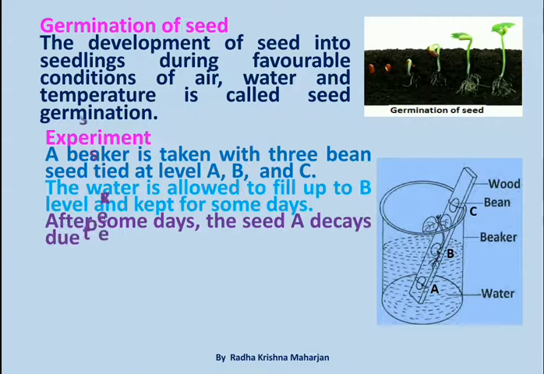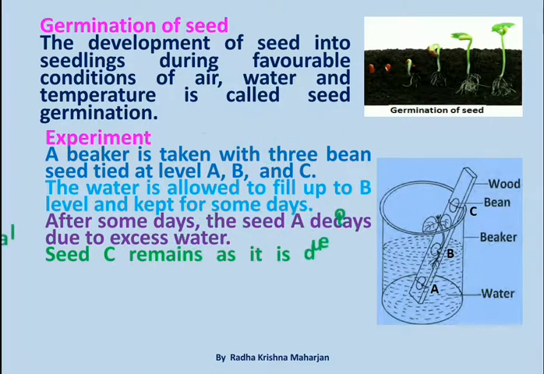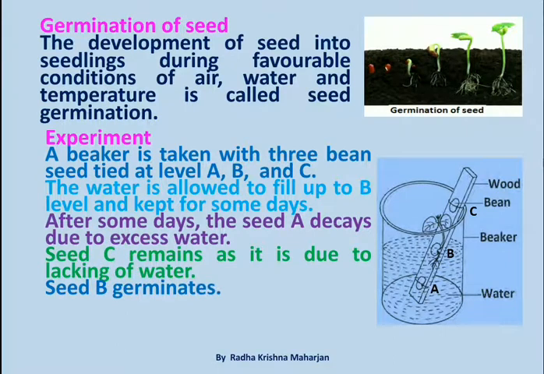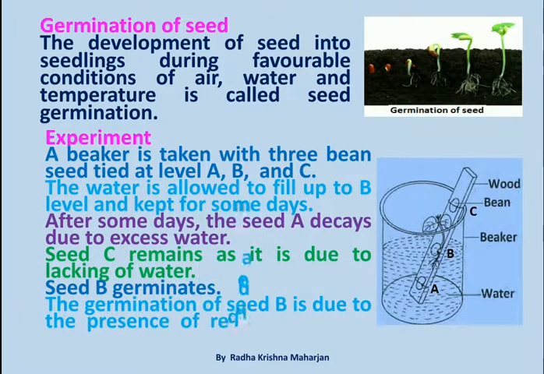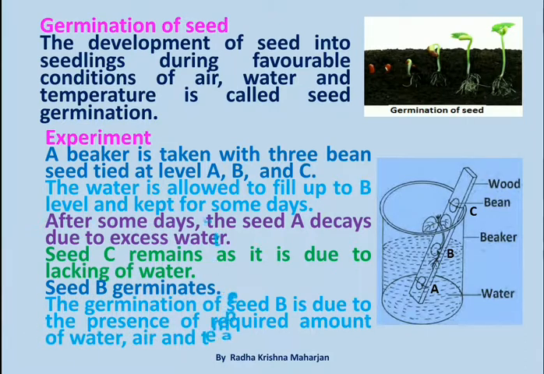After some days, seed A decays due to excess water. Seed C remains as it is due to lack of water. Seed B germinates. The germination of seed B is due to the presence of required amount of water, air and temperature.